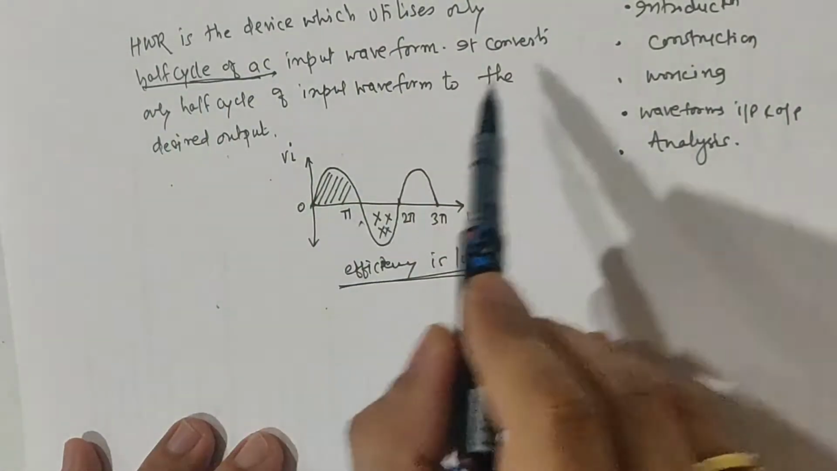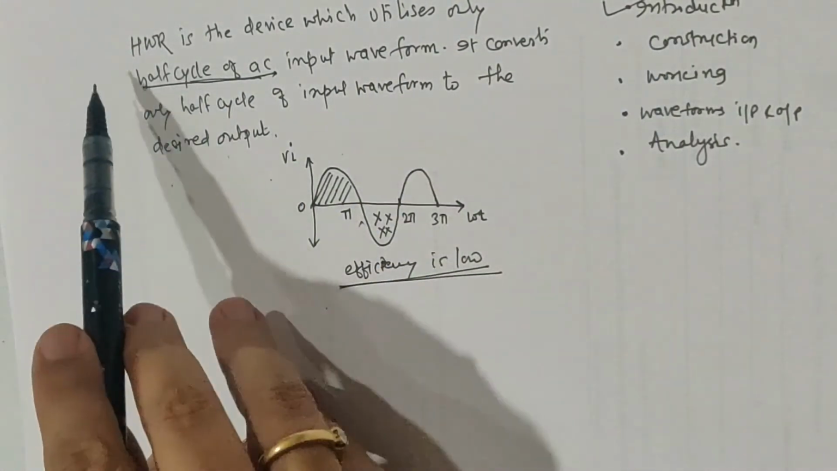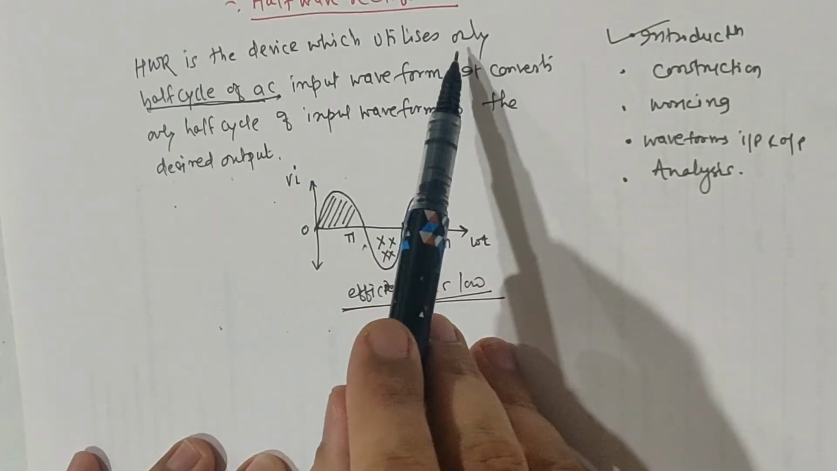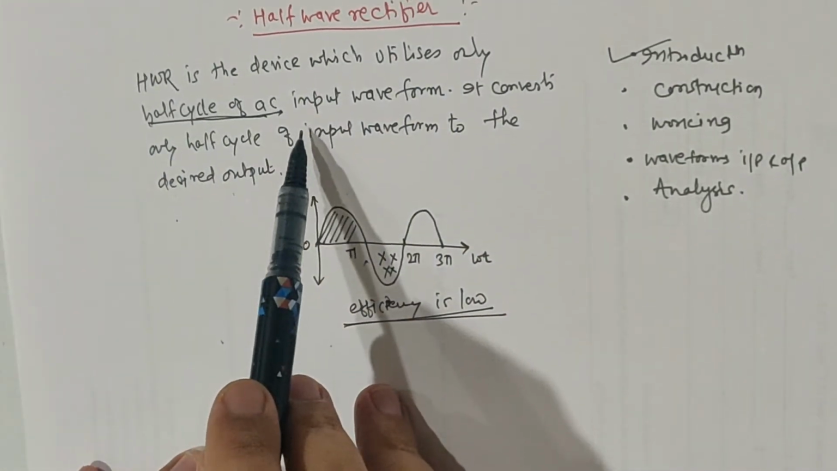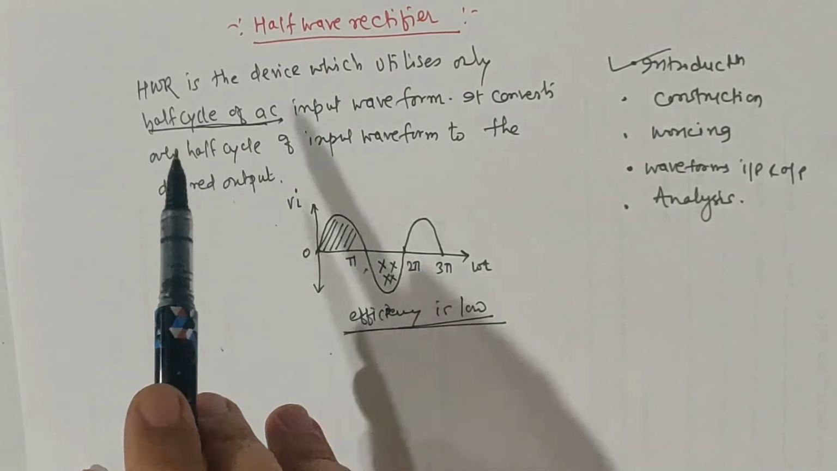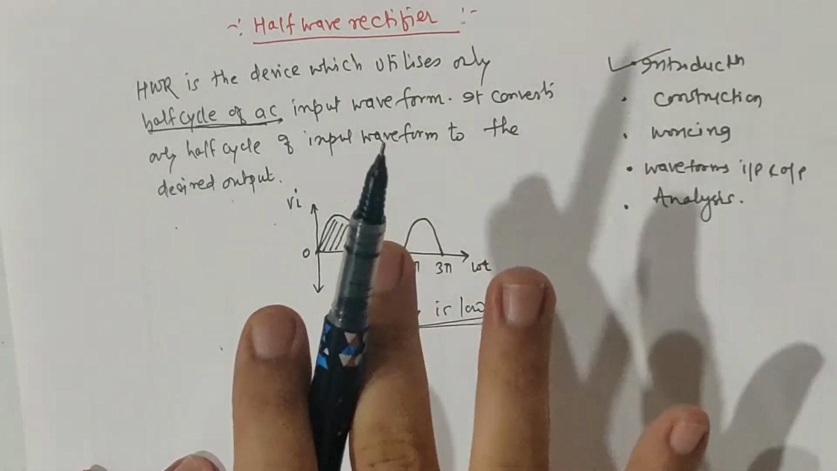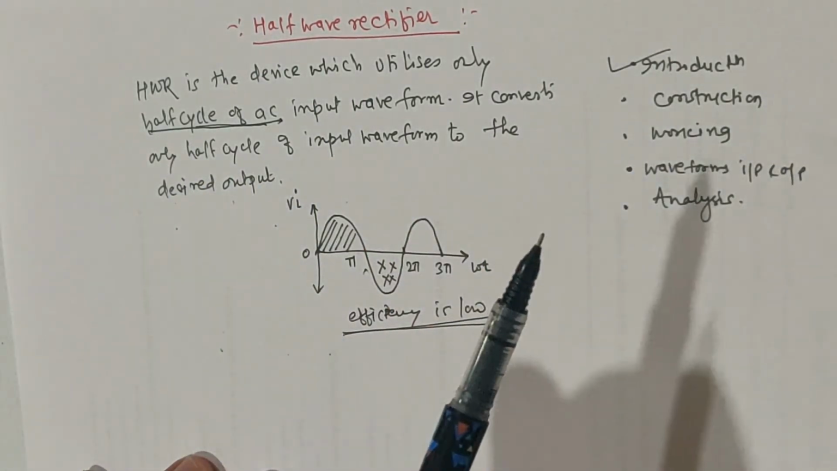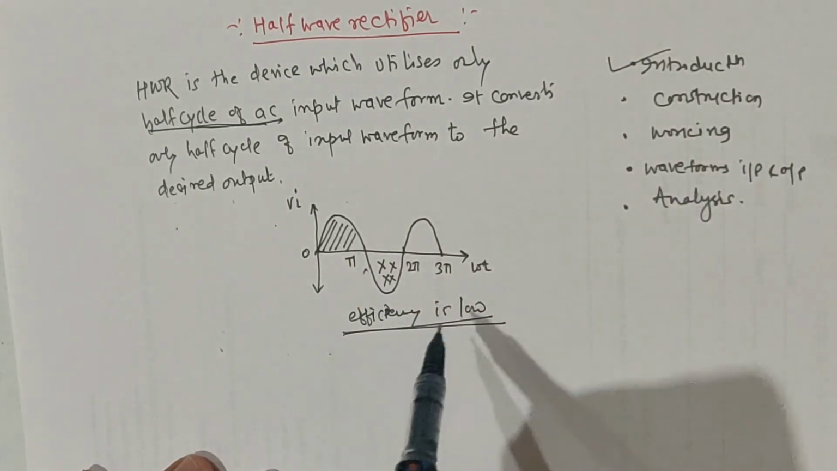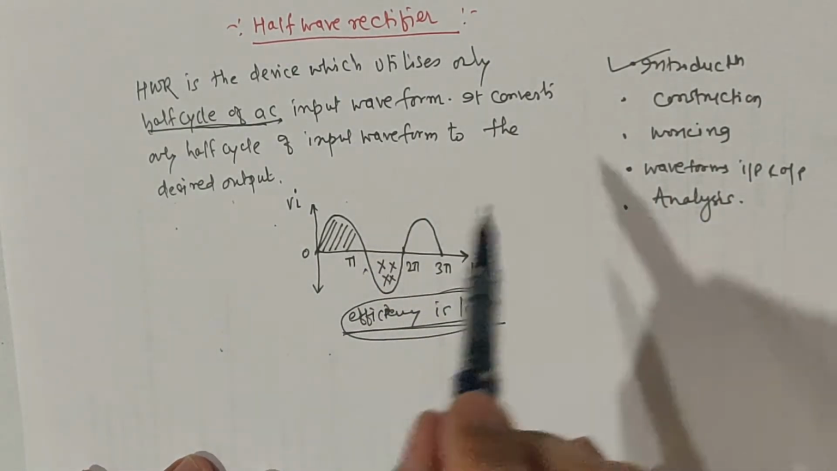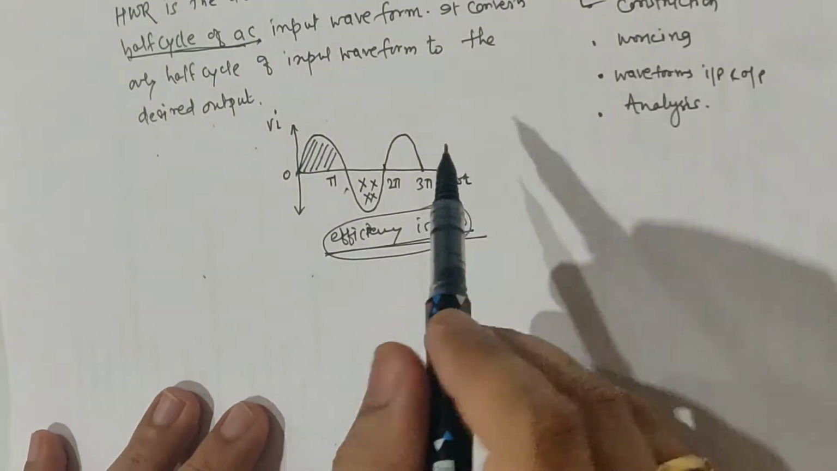So this is the introductory part of half-wave rectifier. Half-wave rectifier is a device which utilizes only half cycle of the AC input waveform, and it converts only the half cycle of the input to the desired output, and that's why its efficiency is going to be low. Now let us talk about construction.